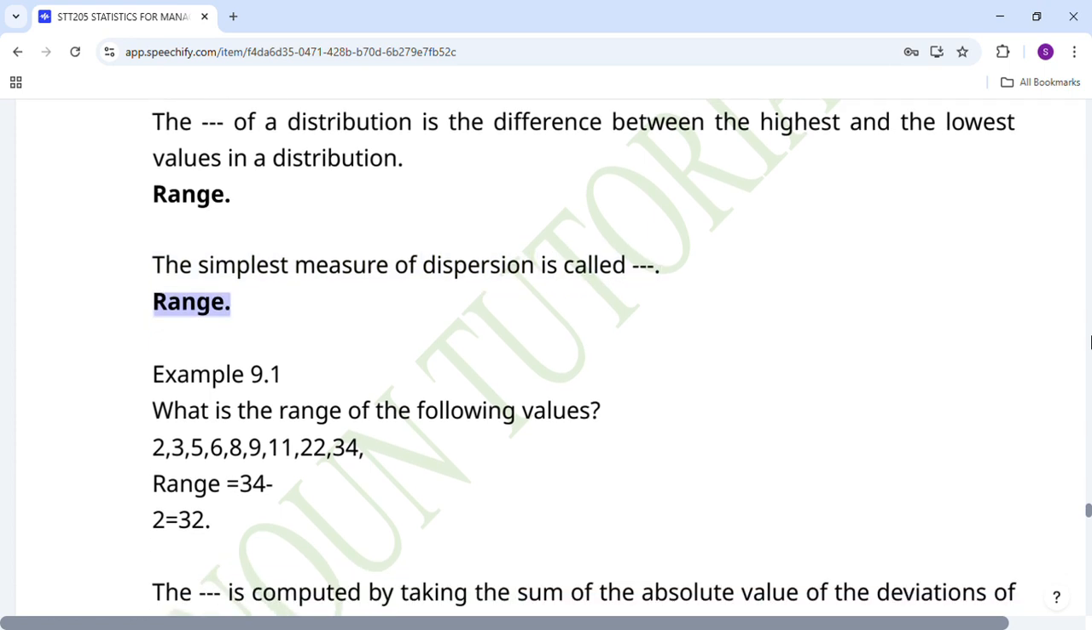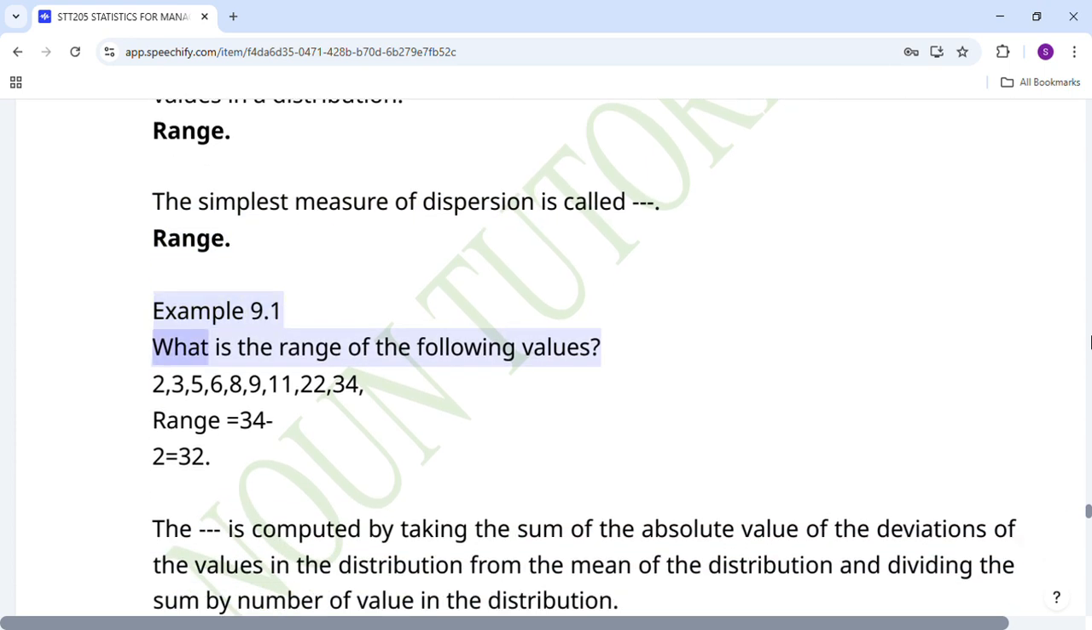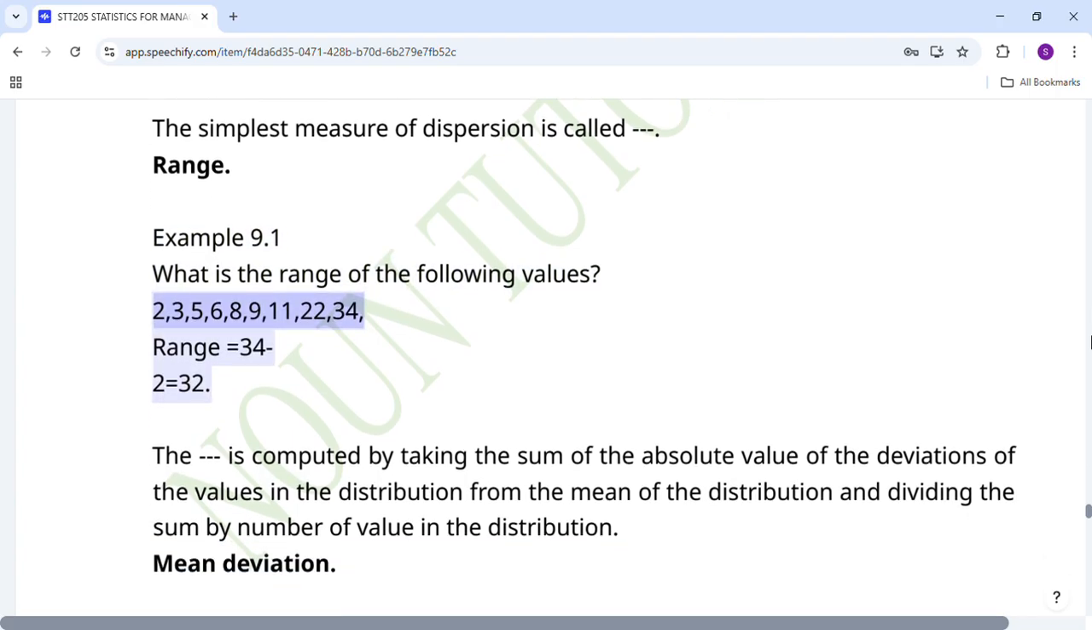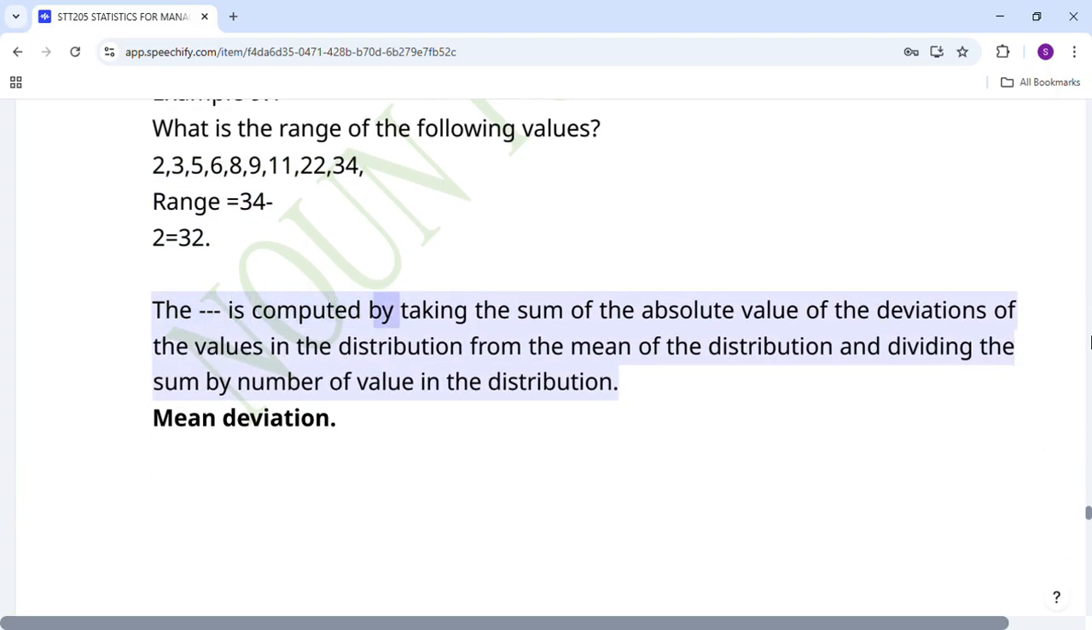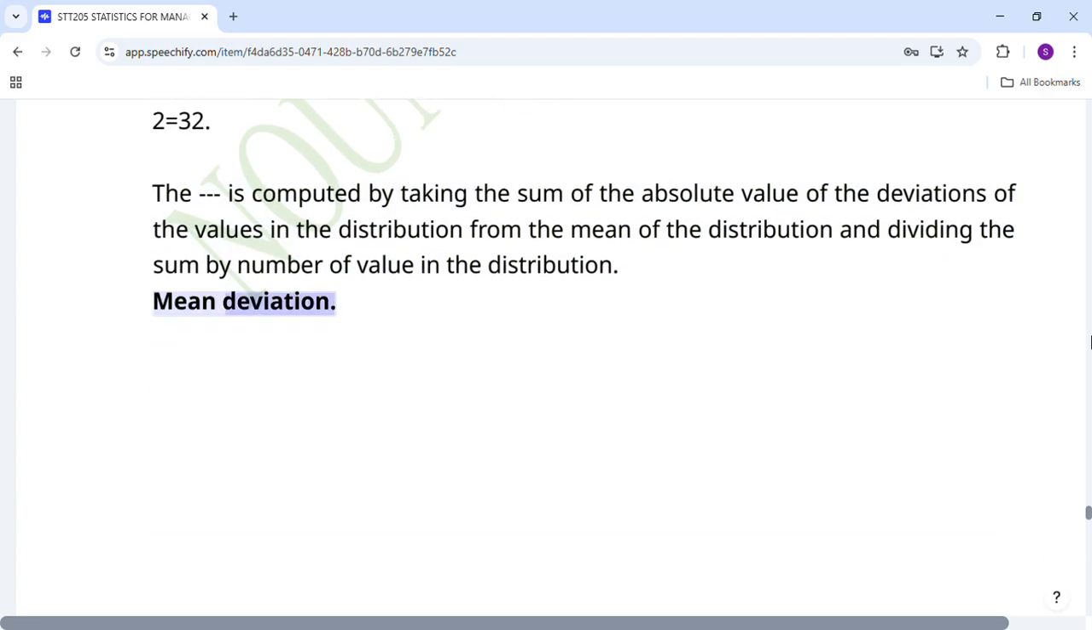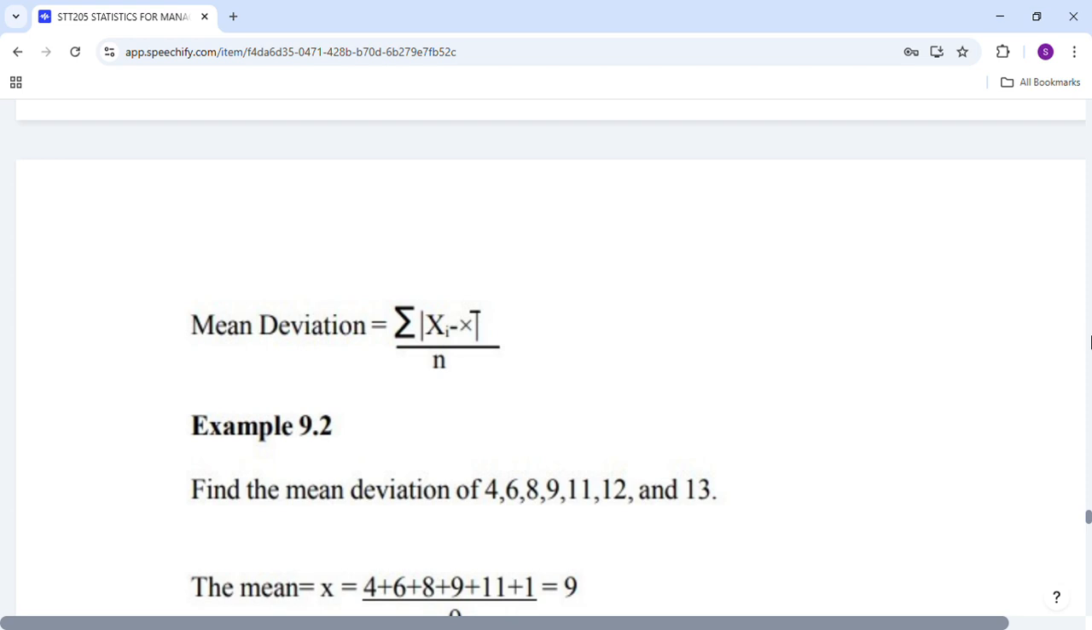Example 9.1. What is the range of the following values? 2, 3, 5, 6, 8, 9, 11, 22, 34. Range equals 34 minus 2, which equals 32. Mean deviation. The mean deviation is computed by taking the sum of the absolute value of the deviations of the values in the distribution from the mean of the distribution and dividing the sum by the number of values in the distribution.